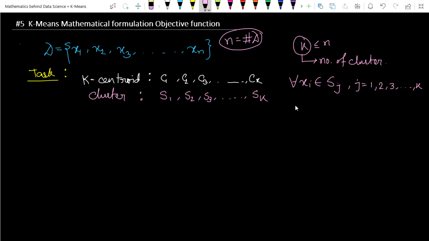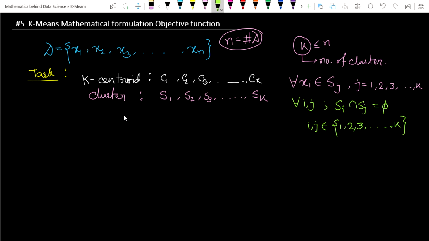Another thing is that for all i and j, the intersection of Si and Sj must always be empty, where i and j are in 1, 2, 3 up to k. That is the thing we have to always remember. That's the first task that we have.